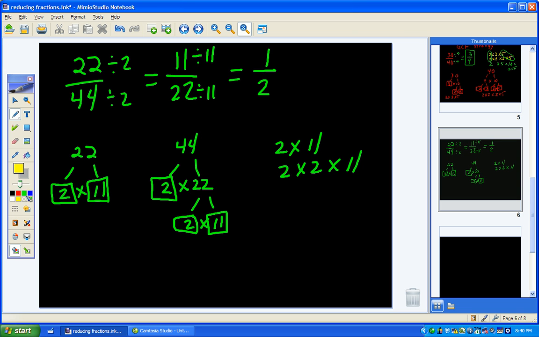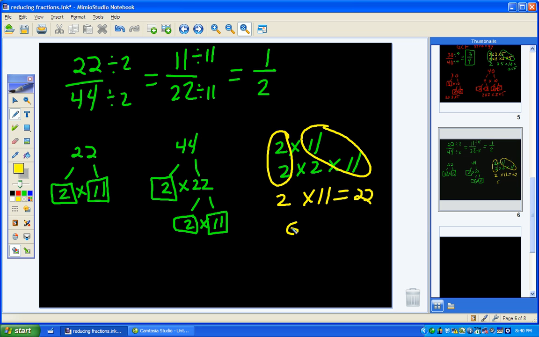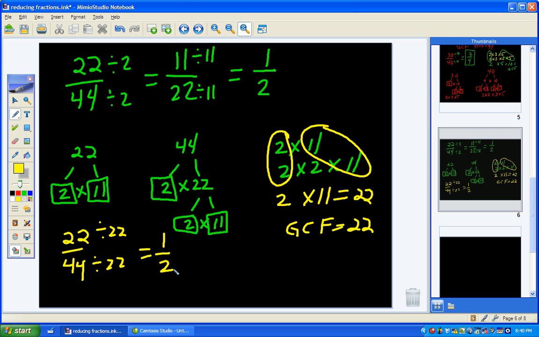So I'm looking for similar ones in both prime factorizations. I see a 2 in both of them. I see 11 in both of them. So 2 times 11 equals 22. So my GCF is 22 on this one. So I could have just said 22/44 divided by 22, and I would have got 1/2.